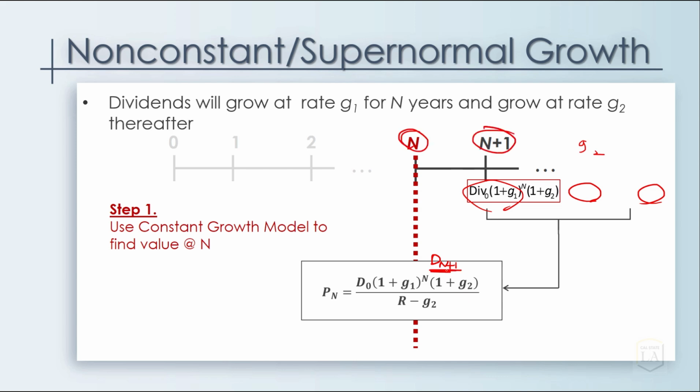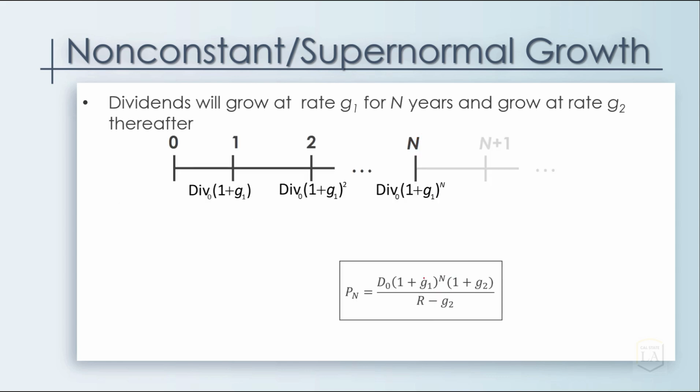That's why we're using this to compute the value in year n, all right? So this will be our numerator divided by r minus g. In our g, the growth rate will be the new growth rate, g sub 2. So using the dividend in year n plus 1, you divide it by r minus g2 so that you get the value of the firm in year n. That will be the first step.